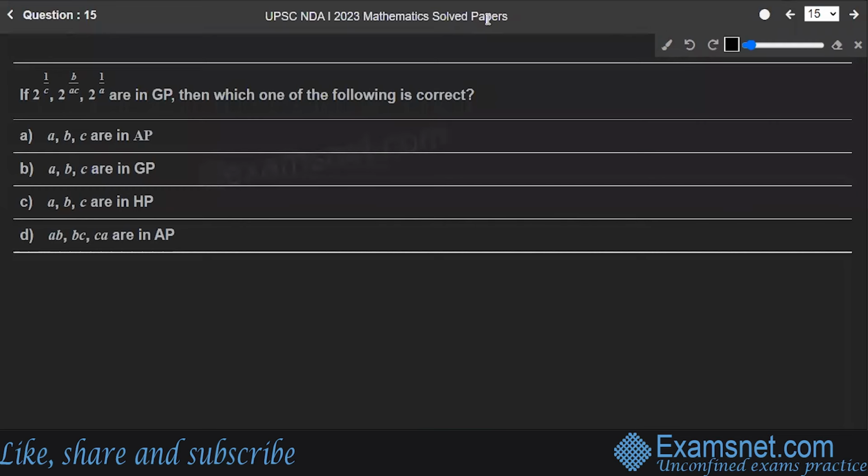Question number 15. If 2 raised to power 1 by c, 2 raised to power b upon ac, 2 raised to power 1 by a are in GP, then which one of the following is correct? So since these three terms are in the GP, the product of the first and the third is equal to the square of the second.